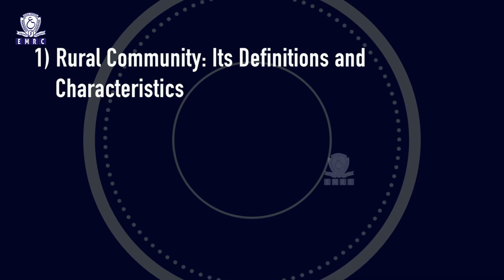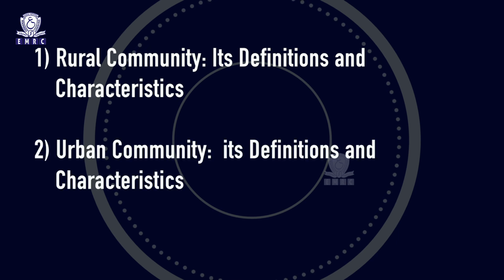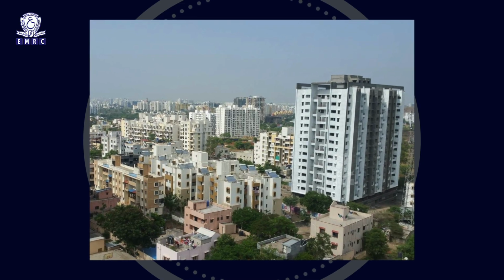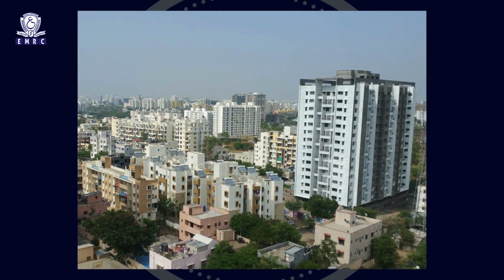In this context, this lesson tries to make the students understand the rural community, its definitions and characteristics; the urban community, its definition and characteristics; and third, the rural-urban continuum. In general, community is a territorial group which shares a common geographical area. We may call it a locality wherein a common way of life can be seen.